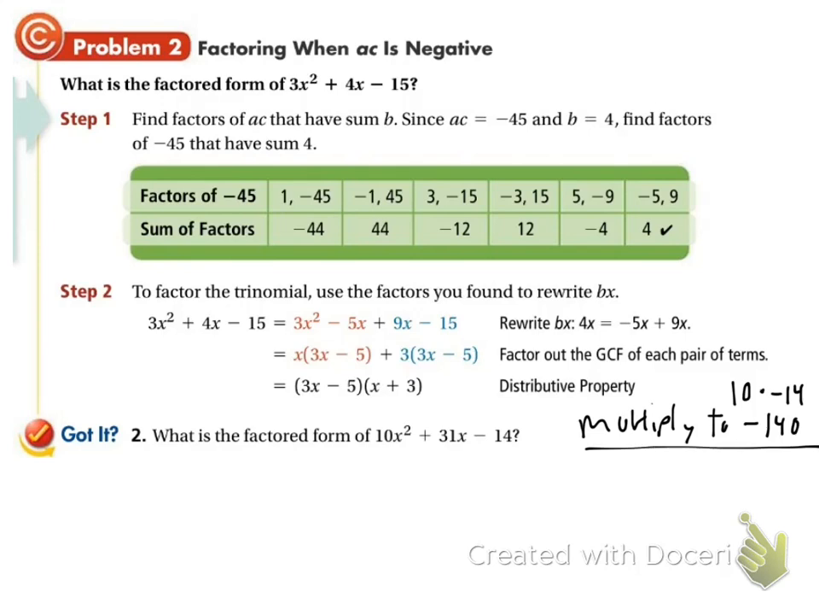So, first I'm just going to list them as if we were looking for a positive 140. So 1 and 140, 2 and 70, 4 and 35, 5 and 28, 7 and 20, 10 and 14, and I believe that's it. Okay, so we need to actually get to negative 140. So I'm going to make all these first ones negative. And I'm going to make my other list where the second number is negative.